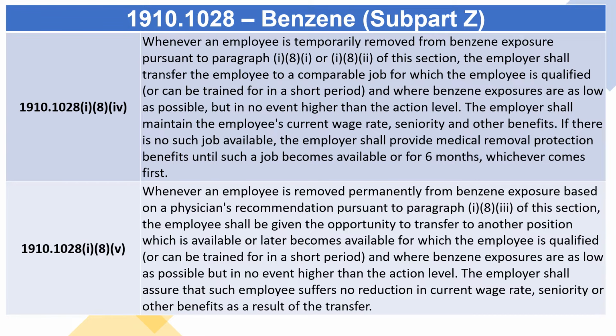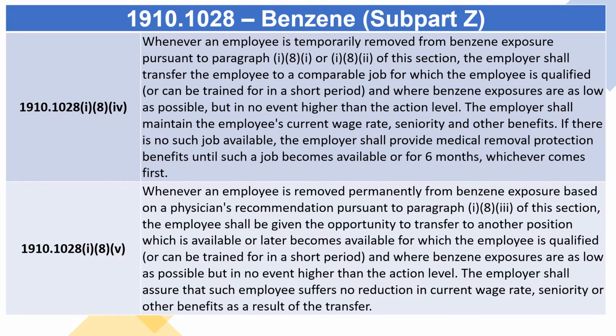1910.1028 I-8(4). Whenever an employee is temporarily removed from benzene exposure pursuant to paragraph I-8(1) or I-8(2) of this section, the employer shall transfer the employee to a comparable job for which the employee is qualified, or can be trained for in a short period, and where benzene exposures are as low as possible, but in no event higher than the action level. The employer shall maintain the employee's current wage rate, seniority, and other benefits. If there is no such job available, the employer shall provide medical removal protection benefits until such a job becomes available or for 6 months, whichever comes first.